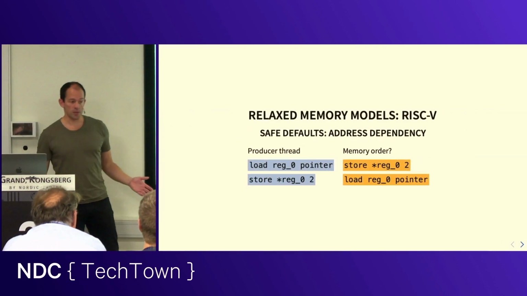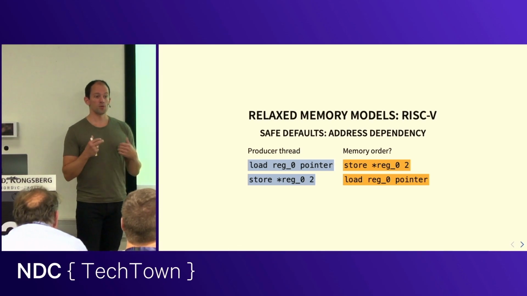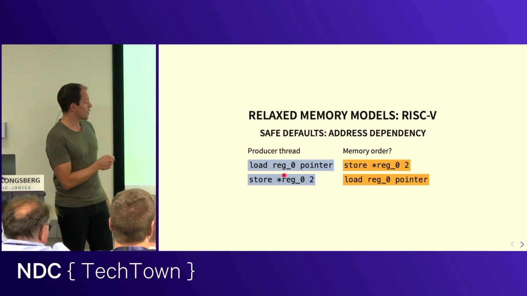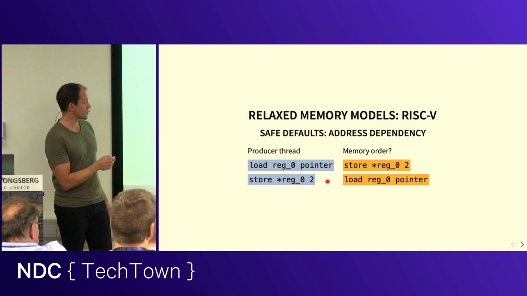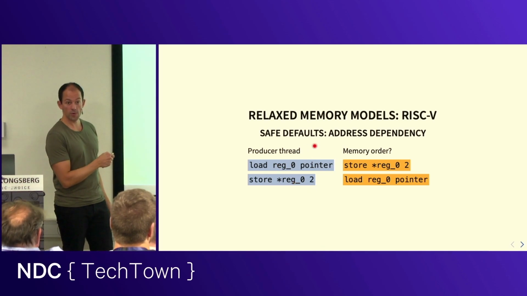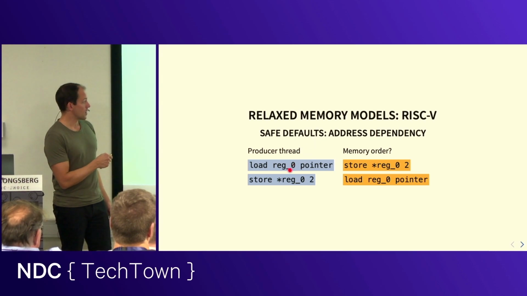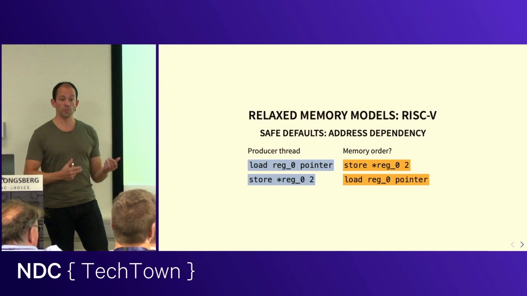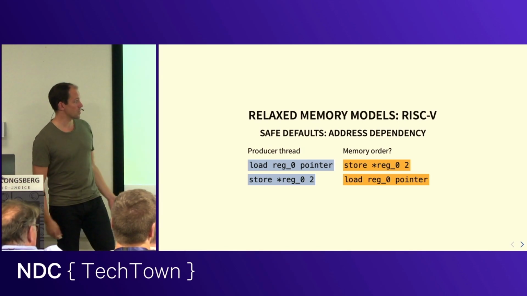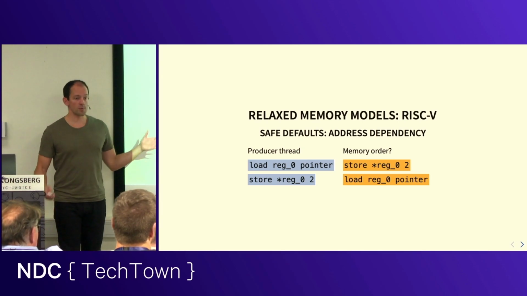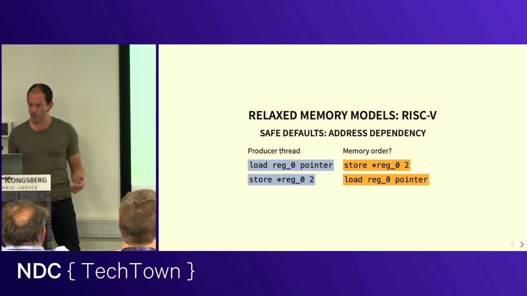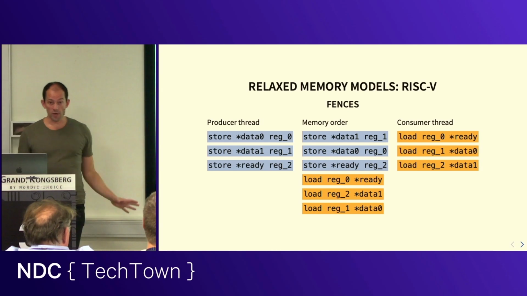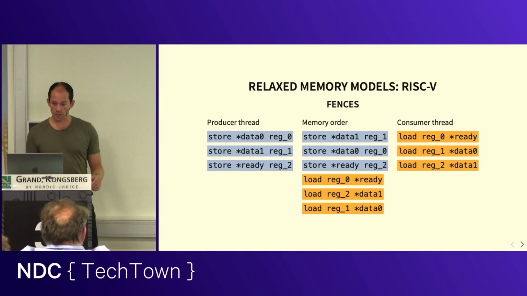So we can have an address dependency. So if you load a pointer to figure out where to store something. So I load the pointer into reg 0, and then I figure out where the pointer is pointing to. I want to store 2 to wherever the pointer is pointing. I can't do the store of 2 until I know where. I have to load the pointer first, so I know where to store it. So here's an address dependency. So that will also not be reordered. So there are some safe defaults like this, and you have other things. If you need more, then you have to put in fences.